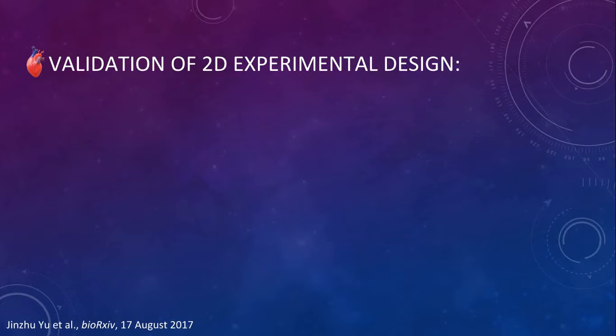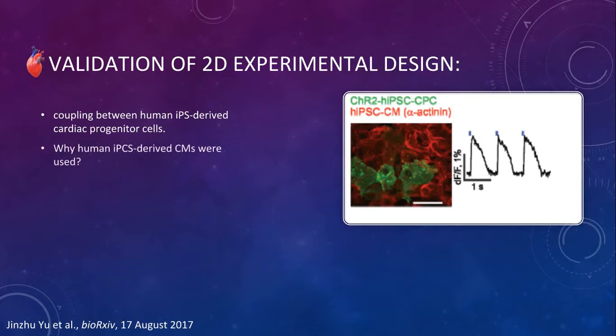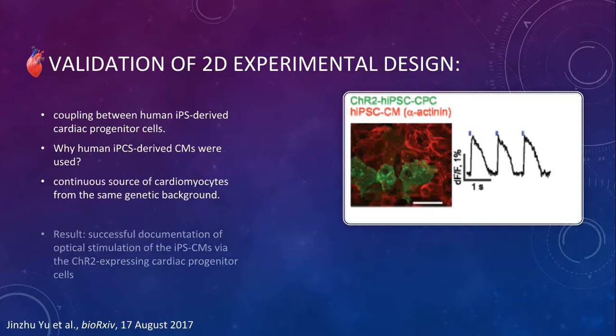Validation of 2D experimental design. To validate the application of this method, other cell types were also tested. For example, coupling between human iPS-derived cardiac progenitor cells, which were made light-sensitive, and iPS cardiomyocytes. Why were human iPSC-derived cardiomyocytes used? Because they are a continuous source of cardiomyocytes from the same genetic background for use in multiple experiments. Therefore, these cells provide a major advantage over primary cells.